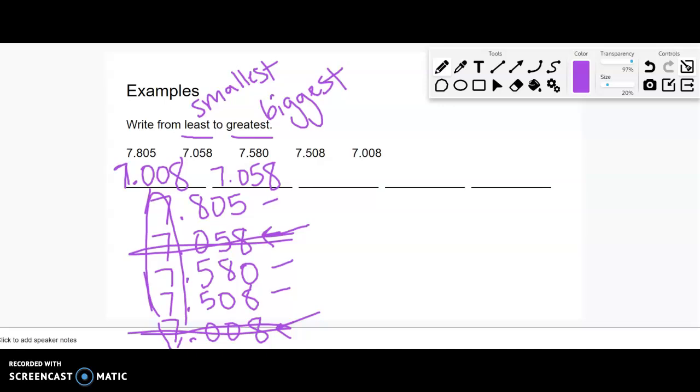Now if I wanted to, I could skip ahead and say, okay, I know that this one is the biggest because I know that 800 is bigger than the 500s. Now we just have 580 and 508. Well, 508 is smaller, so that one is smaller than that one. Okay, so again, think about how many pieces do I have and make sure I'm comparing the same size pieces.